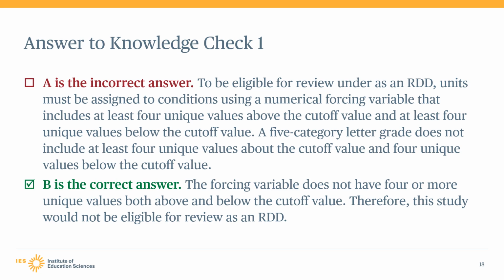It is important to remember the concept we discussed earlier, namely that assigning students to conditions according to a letter grade could be acceptable as a numeric forcing variable if it is represented by a number in the analysis and the forcing variable has 4 unique values above and below the cutoff. But in this example, the forcing variable of letter grade did not have at least 4 unique values on both sides of the cutoff.